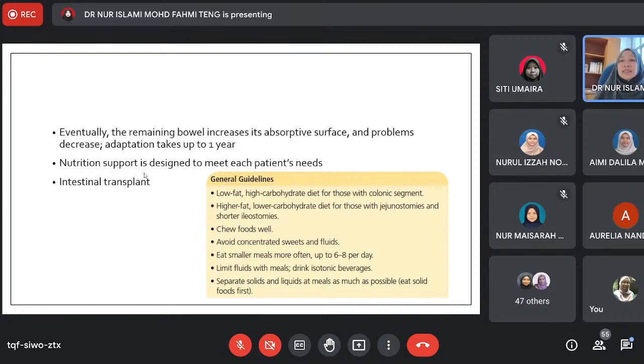Generally, we suggest low fat and high carbohydrate diet for those with colonic segment, higher fat, lower carbohydrate diet for jejunostomies and shorter ileostomies. We ask the patient to chew foods well, avoid concentrated sweets and liquid, eat smaller meals more often, up to 6 to 8 times per day, limit fluids with meals, drink isotonic beverages, and separate solids and liquid at meals as much as possible. This is actually just a general guideline. It does not refer much to the patient's condition lah, whether it's sesuai or not to use the guideline.